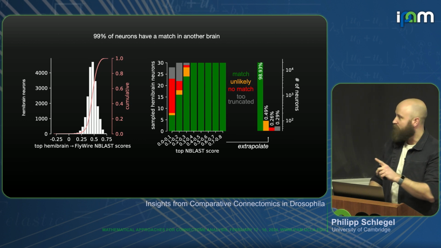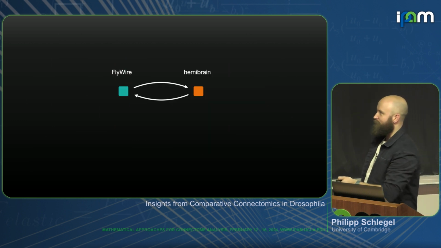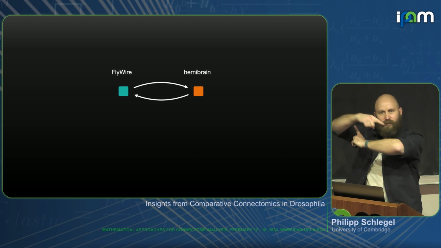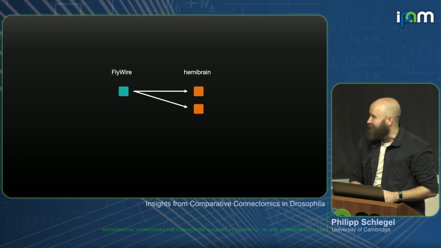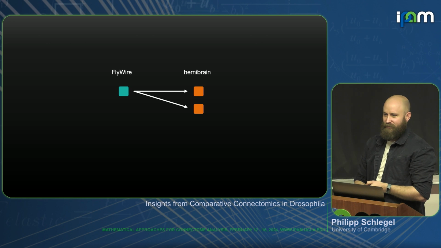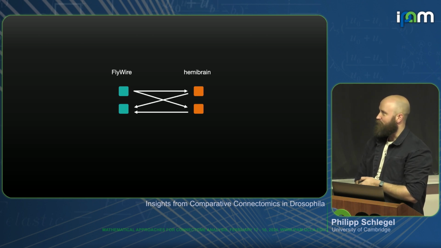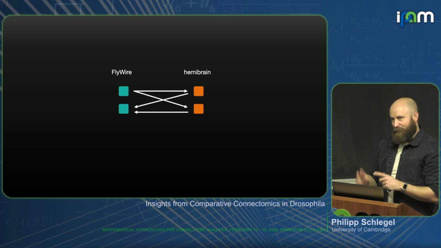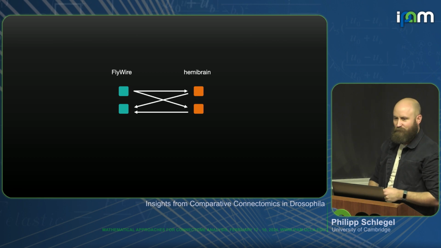Now, for our mapping, ideally you get something like this: you've got a FlyWire neuron and a hemibrain neuron, and they're each other's best match. The reality is that more often than not it looks like this. You're kind of like, well, it could be this, could be that, or even worse, could be this, could be that, but then it might also be this. So you get these more connected components.